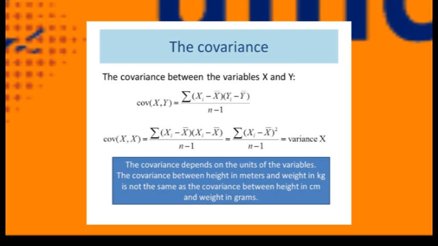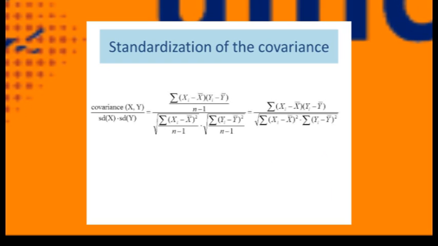Now, the covariance depends on the units of the variables. If we will calculate the covariance between height and weight, we will find another number if we measure in meters and kilograms than if we measure in centimeters and grams. To overcome this problem, we can standardize the formula of the covariance. We do so by dividing the covariance by the product of the standard deviation of x and the standard deviation of y.